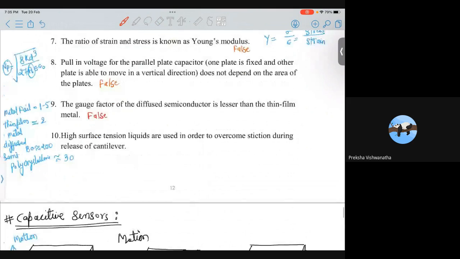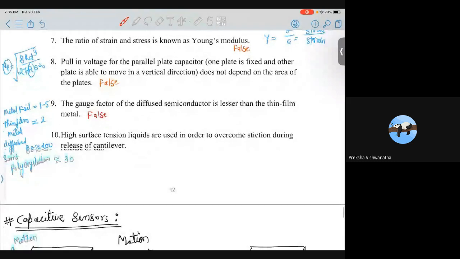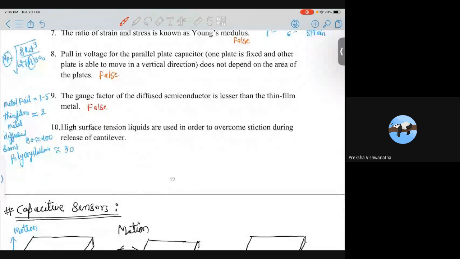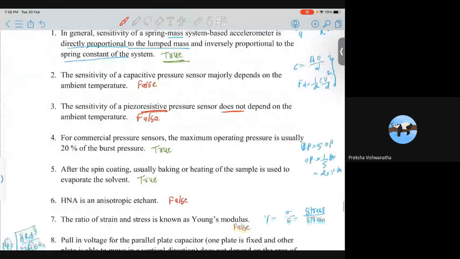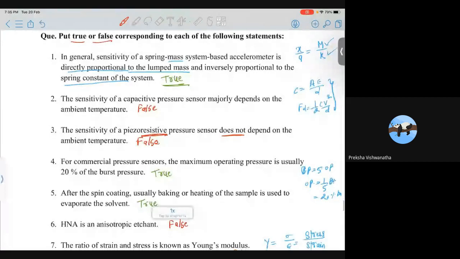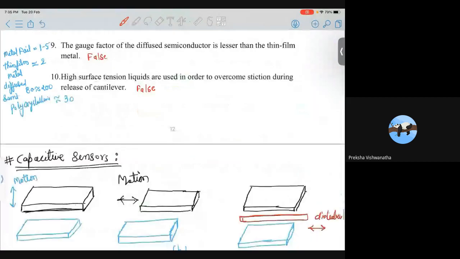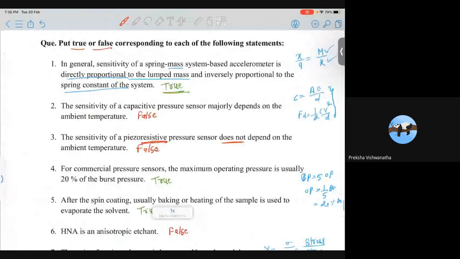Now the last question is, high surface tension liquids are used in order to overcome the restriction during release of cantilever. So yeah, this is also a false statement. Okay, so this is how we have seen some true false questions based on the concept that we have learned.